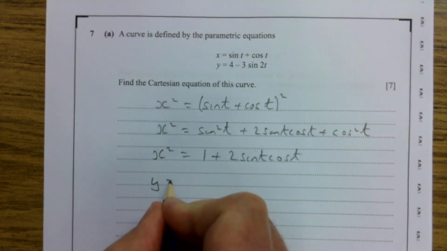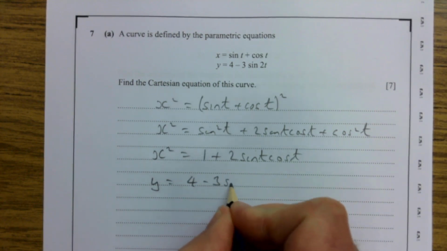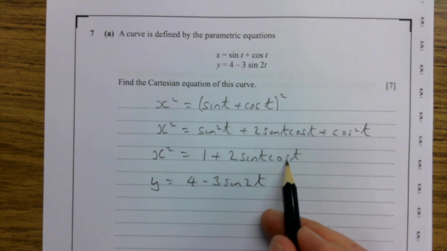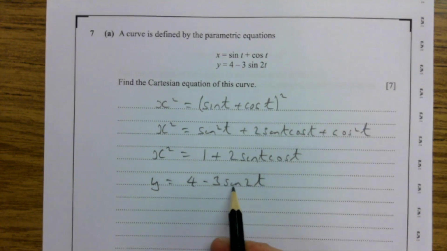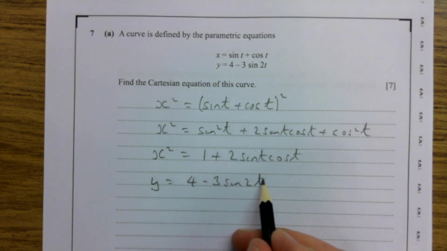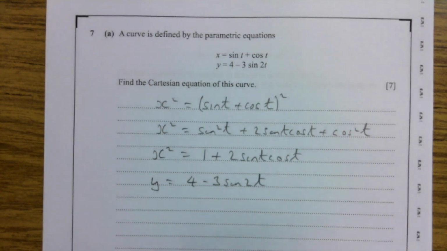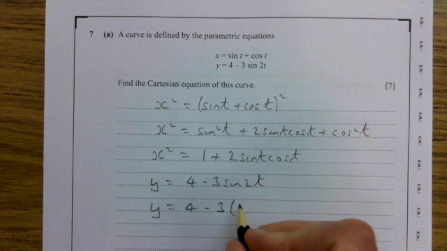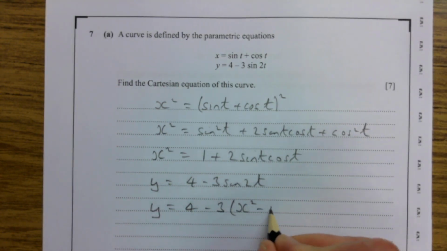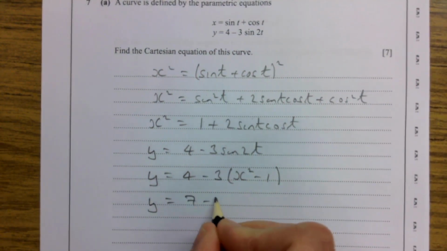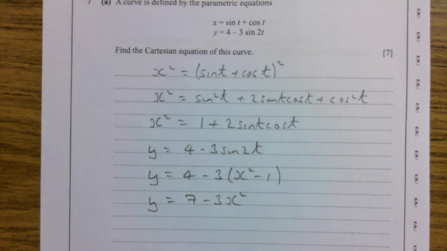In terms of the y, we have 4 minus 3 sine 2t, and I'm trying to eliminate the t, so I want to substitute something into something else. But I don't know if you can spot here, 2 sine t cos t is actually the sine double angle formula. So sine 2t is just the same as this. So I can exchange my sine 2t for an x squared minus 1 if I take that over the other side, and that's pretty much the secret to this one. So 4 minus 3 times x squared minus 1. Tidying that up, we get 7 minus 3x squared, and that's us.